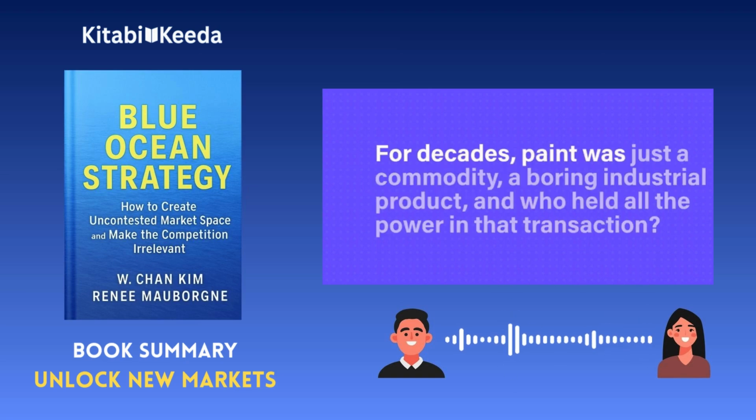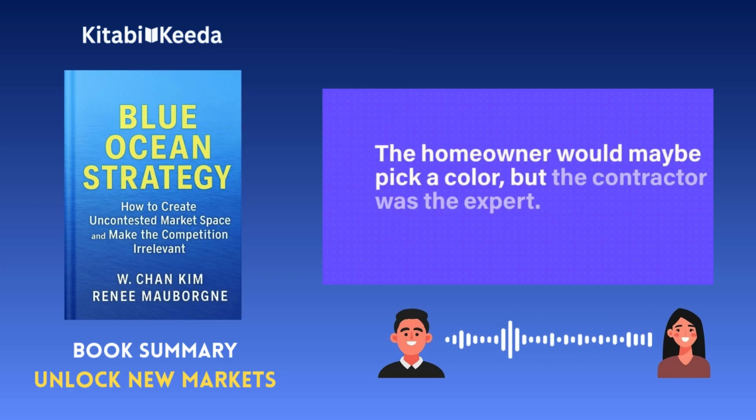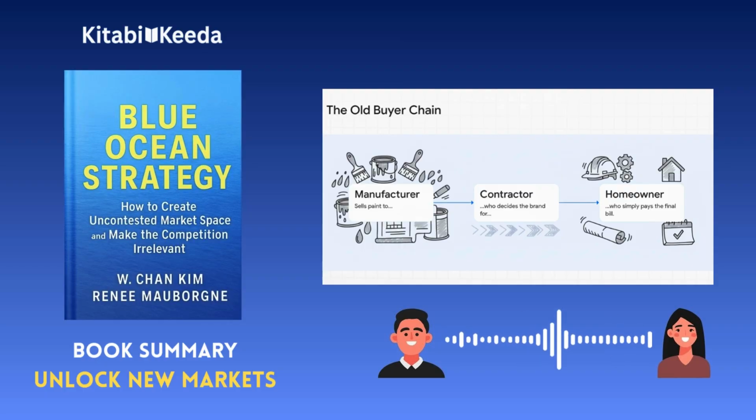For decades, paint was just a commodity, a boring industrial product. And who held all the power in that transaction? The contractor. The painter. The contractor, exactly. The homeowner would maybe pick a color, but the contractor was the expert. He'd recommend the brand, buy the paint, do the work. The paint companies all marketed to him.